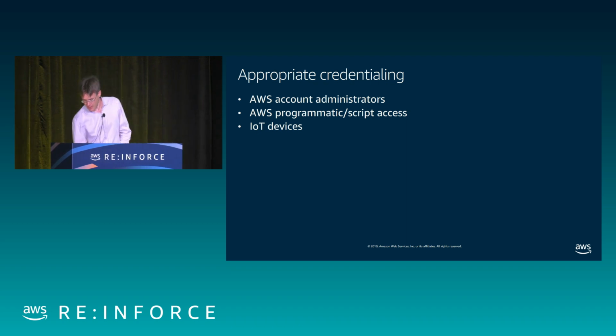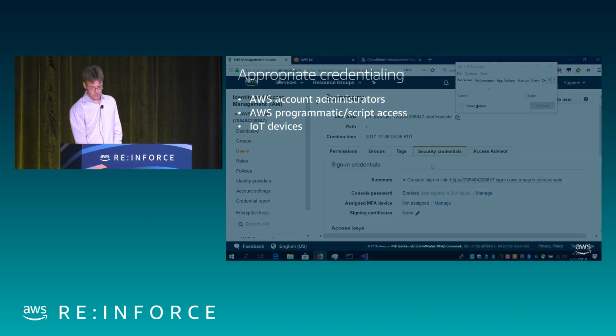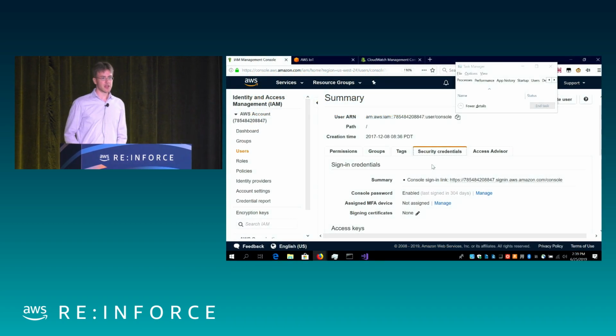And I'm going to switch to my demo machine here, and I'm going to talk about appropriate credentialing in the context of 3 different types of roles that interact with my IoT deployment in AWS IoT. The first being my interactive administrative users, of which I am an example.